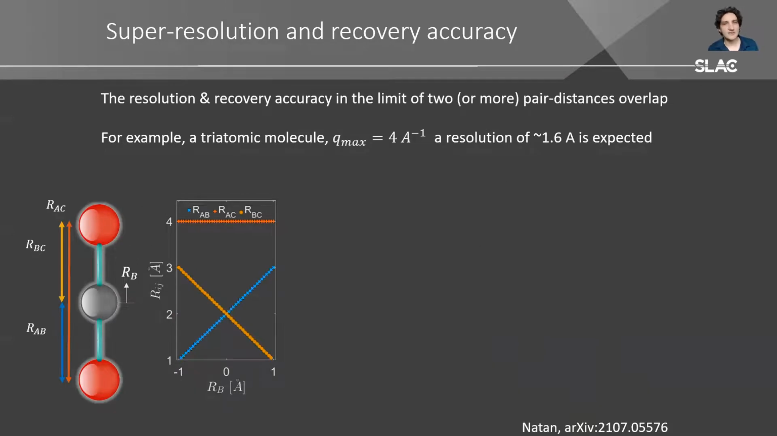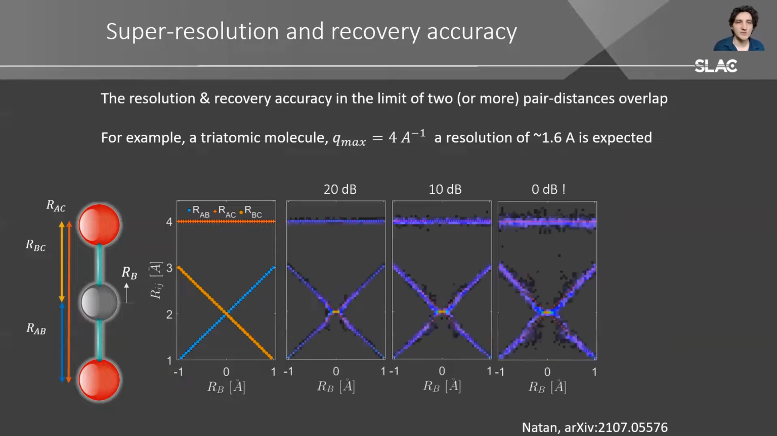The recovery accuracy and resolution are expected to be limited when two or more pair distances start to overlap in the presence of noise. We model this using a triatomic molecule, such as CO2, where we fix the position of the outer atoms while changing the position of the central atom. When the central atom is exactly at the center, the pair distances to the two other atoms will overlap. We model the scattering from such a case with the same measurement constraints as before, where we expect to have a resolution of 1.6 angstrom. This is the 2 pi over the maximum Q range.